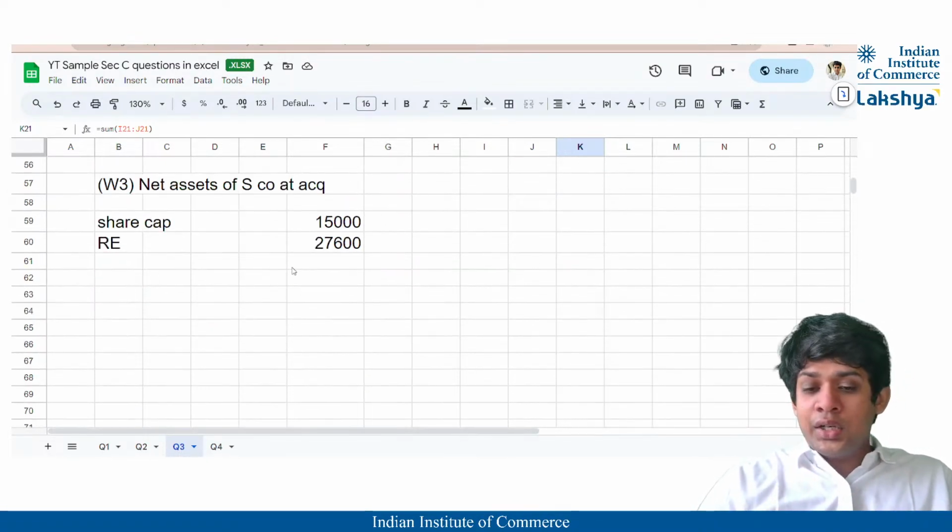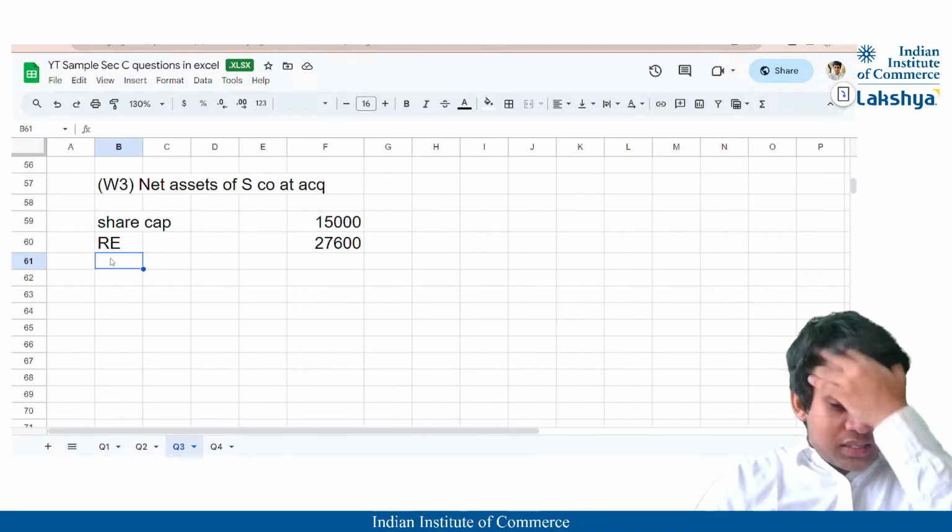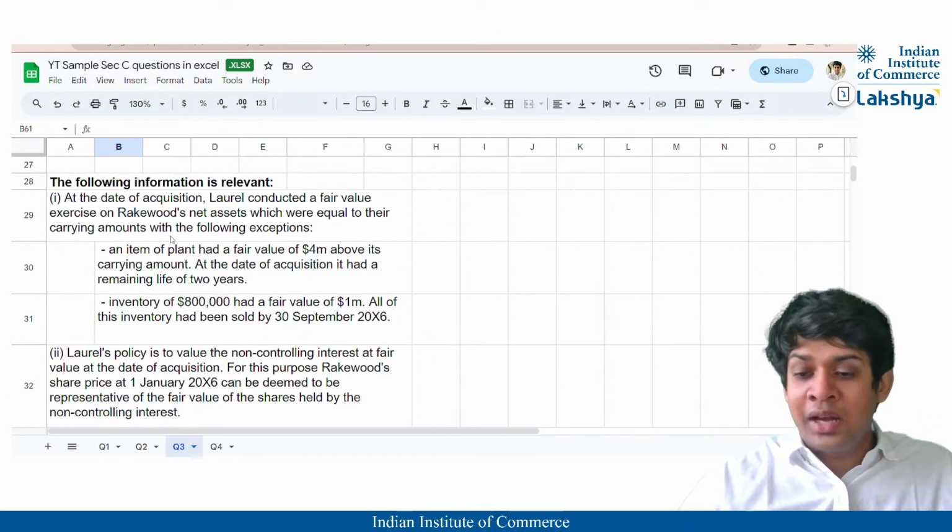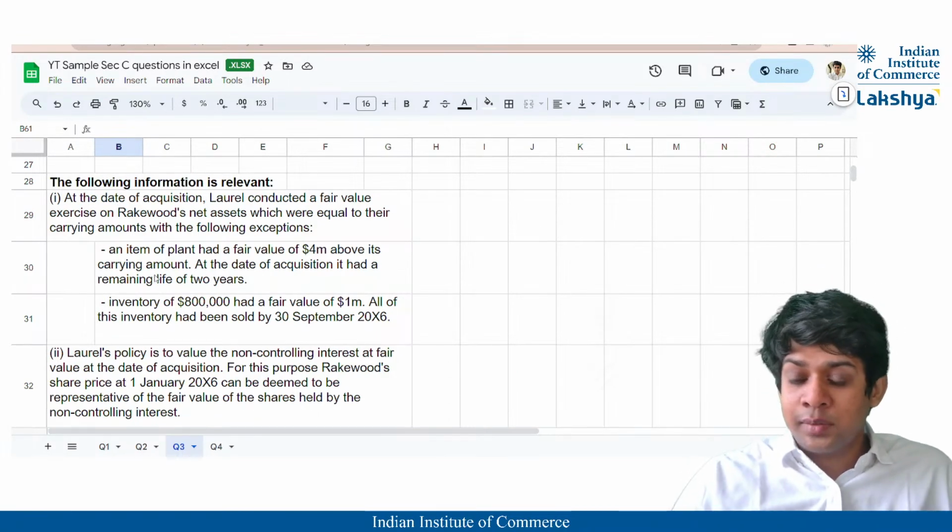So we have got our retained earnings at acquisition. Then is there anything else? So let us look at the adjustments, if in case there are any adjustments to be made. Yes, look at the first adjustment, guys.